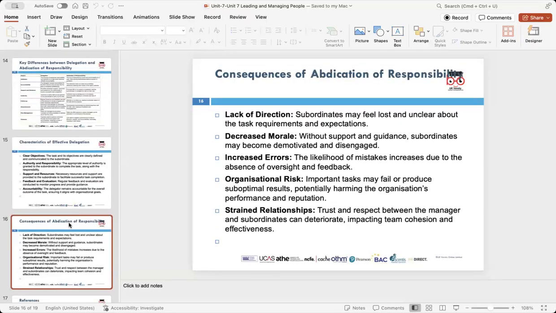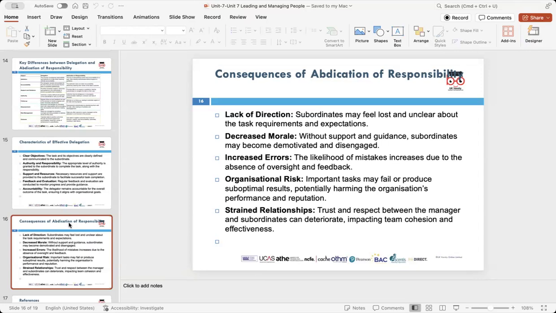Right. Consequences of abdication of responsibility. When we talk about consequences of abdication of responsibility, we talk about lack of direction, like subordinates may feel lost and unclear about the task requirements and expectations. We talk about decreased morale. We talk about increased errors, organizational risk, strained relationships.